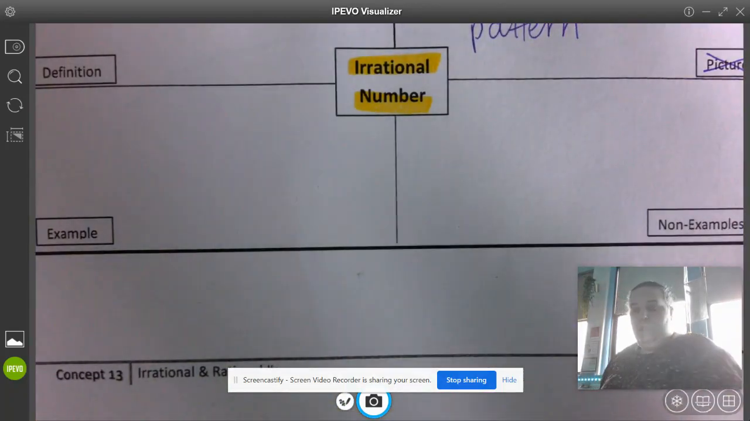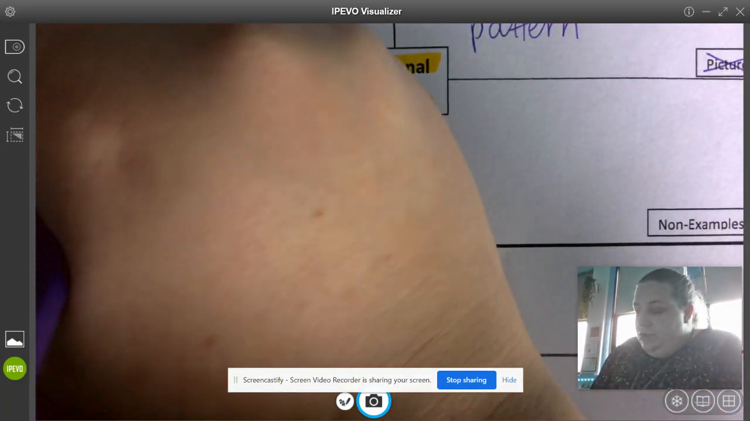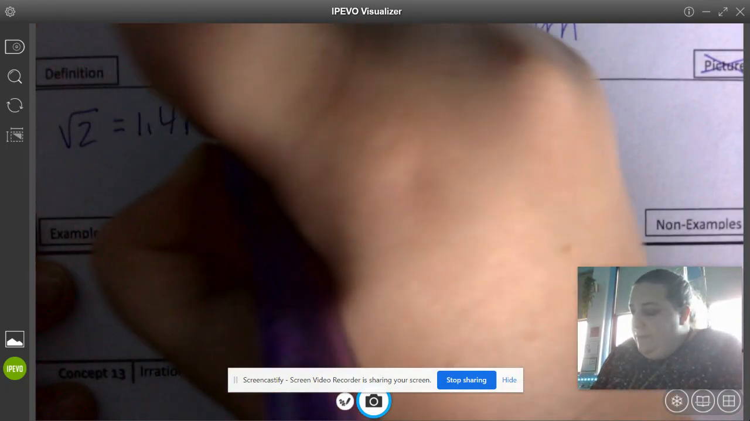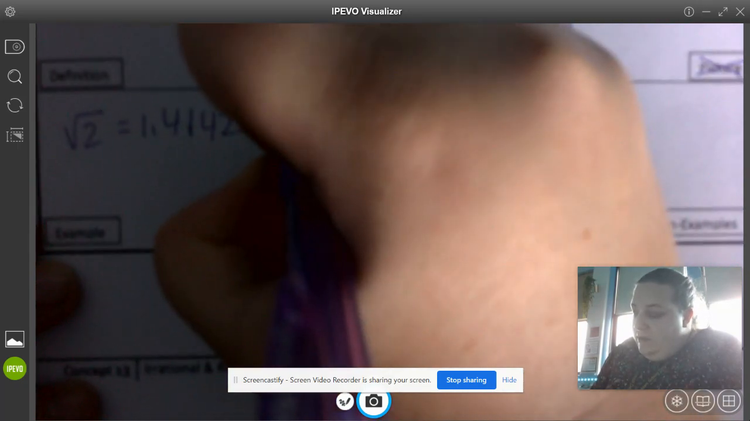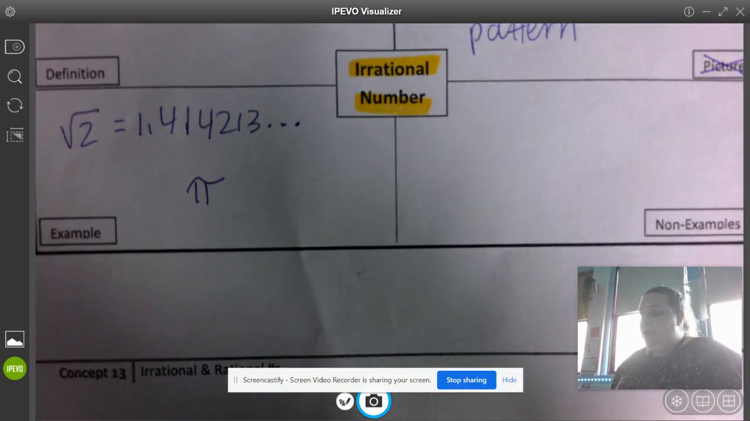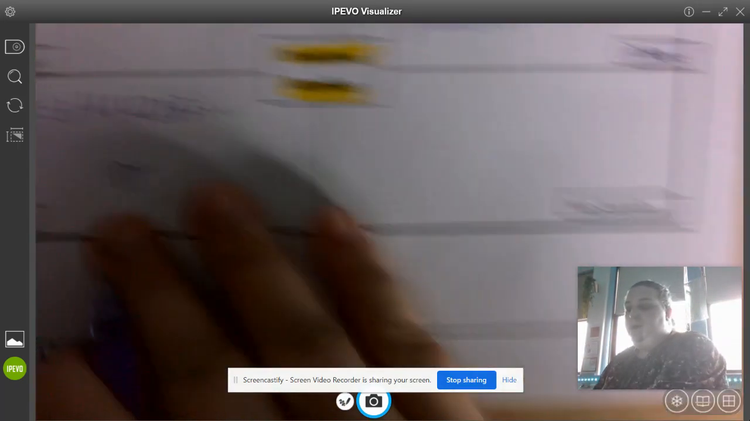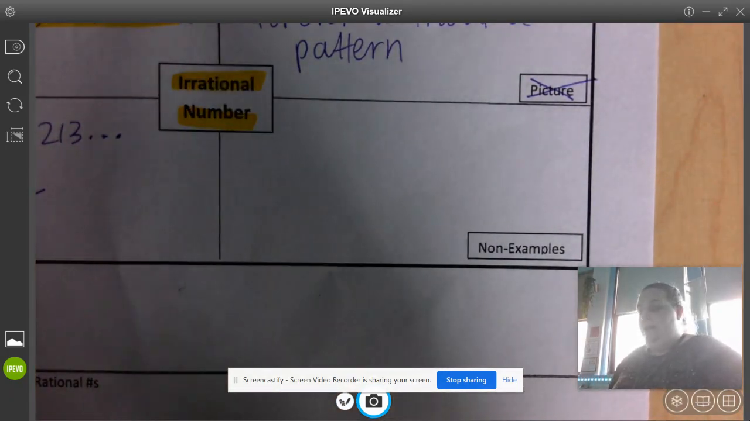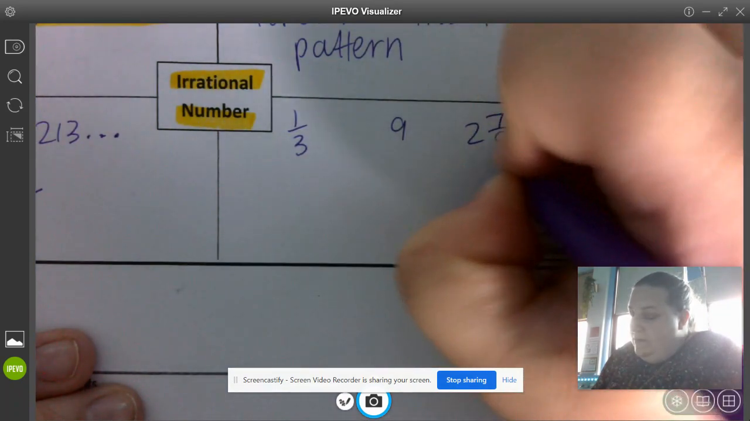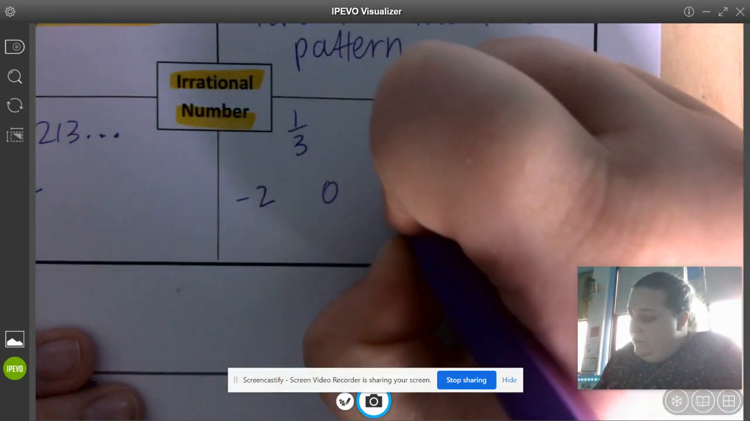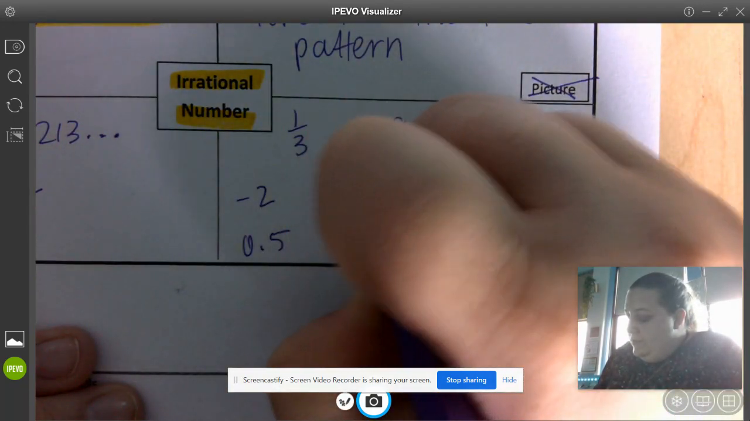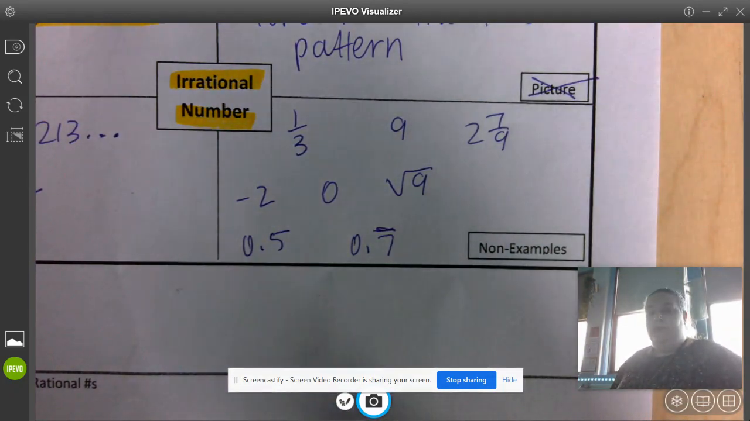So basically, we're going to flip this. So for our examples, square root of 2 would be an irrational number because when I type that into my calculator, I'm going to see that it goes on and on and on forever with no pattern. Same thing with pi. Okay. So my non-examples, or numbers that are not irrational, meaning they are rational, would be 1/3, 9, 2 and 7/9, -2, 0, square root of 9, 0.5, and then 0.7 with the bar over it, meaning it repeats.